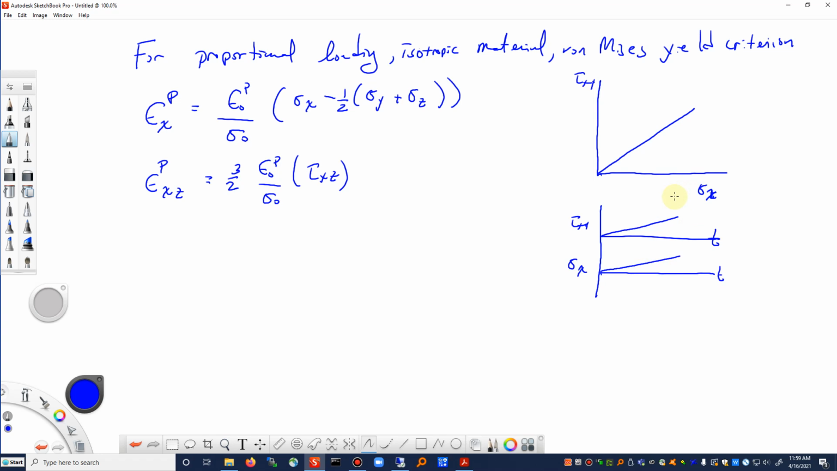Well, the equations that we get under these conditions, again, isotropic material, von Mises yield criterion, are equations for normal plastic strains like epsilon x, epsilon y, and epsilon z that look like this form: epsilon naught p over sigma naught times sigma x minus 1/2 (sigma y plus sigma z). Similar for epsilon y and epsilon z plastic. We would cycle through the subscripts. And the shearing strain, again the tensorial shearing strain components, epsilon xz plastic is equal to 3/2 epsilon naught plastic over sigma naught, tau xz, and so forth.